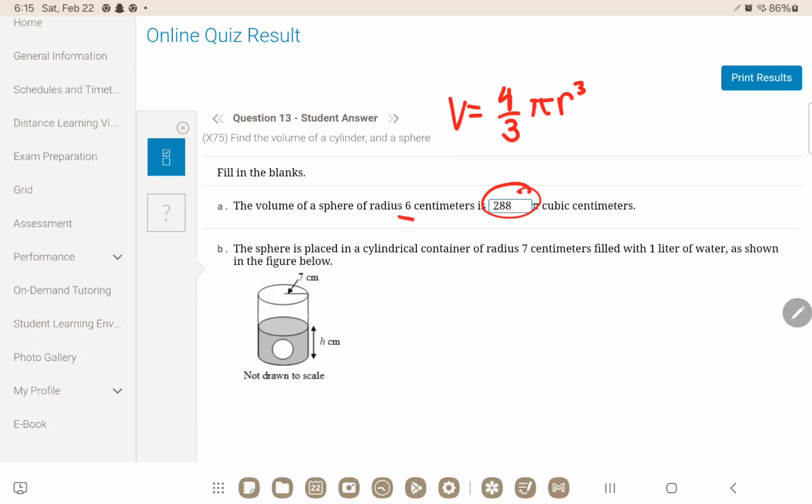And Anna, my teacher, told me whenever they tell you radius 6 and it's a sphere, memorize this answer because it's a very common answer or a very common number they ask for. So whenever they say radius 6 and it's a sphere, just know it's 288 pi.